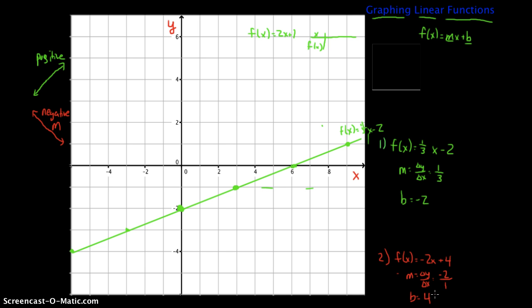Okay, so now I can go ahead and graph this. I'm going to start up here at the y-intercept of 4. I'm going to increase x by 1, using my change in x, which is 1. Then I'm going to decrease y by 2. And that's what the slope's telling us here: x goes up by 1, y goes down by 2. X goes up by 1, y goes down by 2.